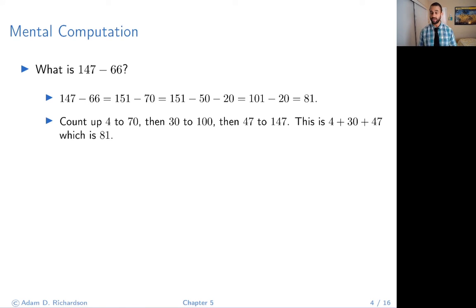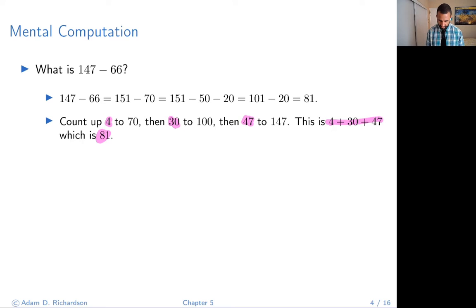Oh, this is another way to do it. So you could count up to 70. This is actually a method that student B did back in chapter 3, I think. Count up 4 to 70, then count up another 30 to get to 100, and then count up another 47 to get to 147. And then when you add all those up, you get the answer 81. So this is using the distance method, right? And I highly recommend you do this because I think it just makes things so clear.